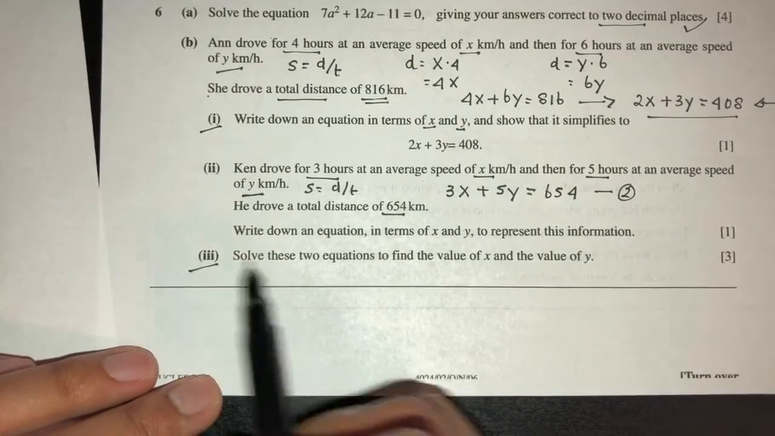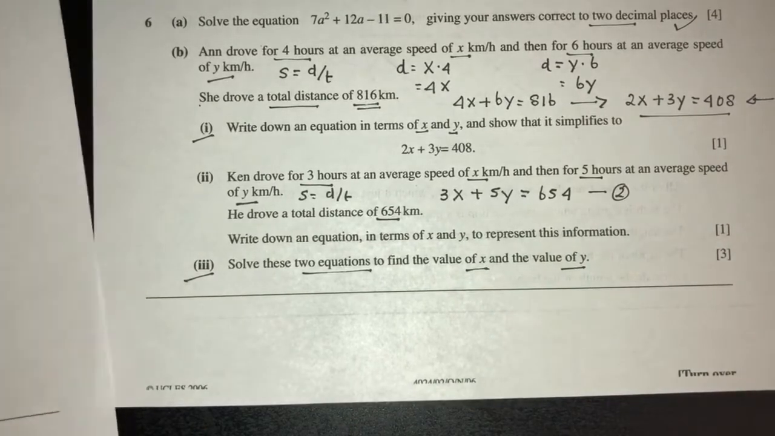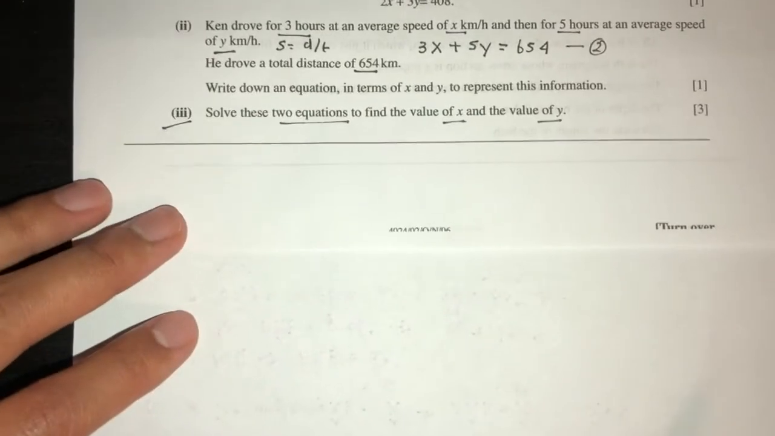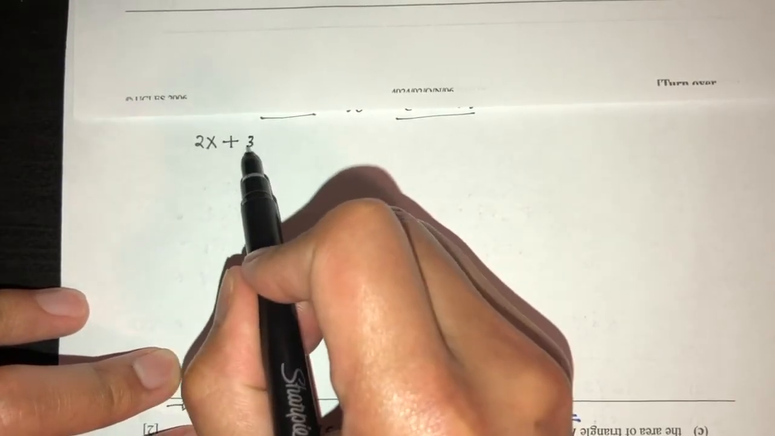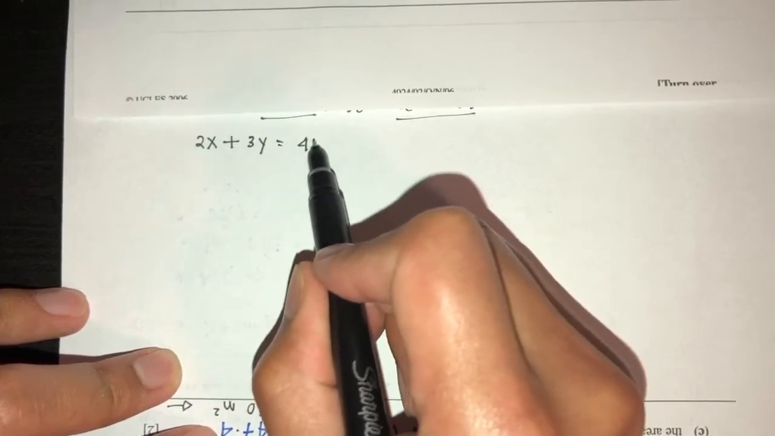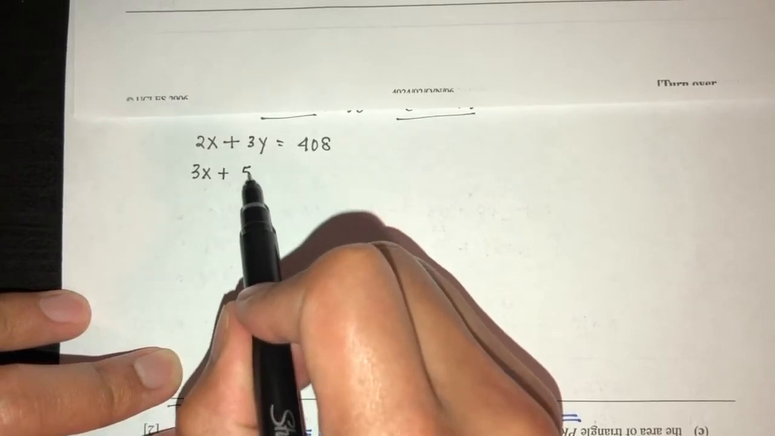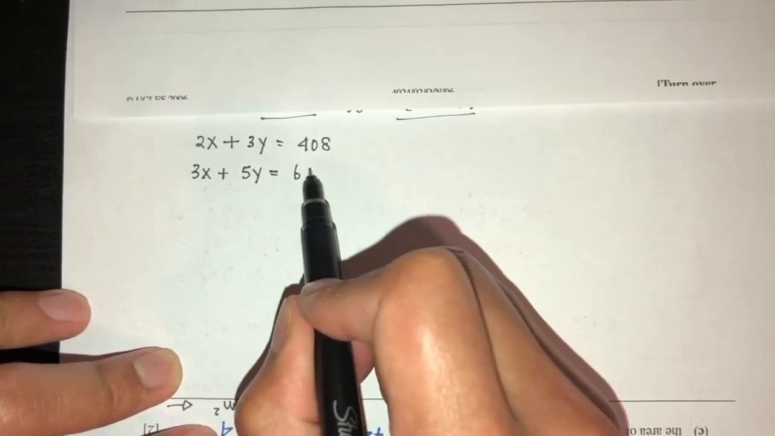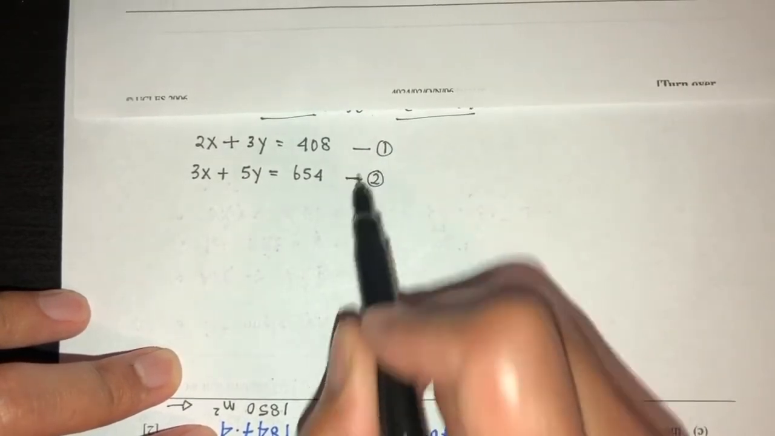Now for part 3, solve these 2 equations to find the value of x and y. So let's do that. We have to solve a simultaneous equation. Let's write down the 2 equations. The first equation will be 2x plus 3y equal to 408. And then we have 3x plus 5y equal to 654. That is 1, and this is number 2.